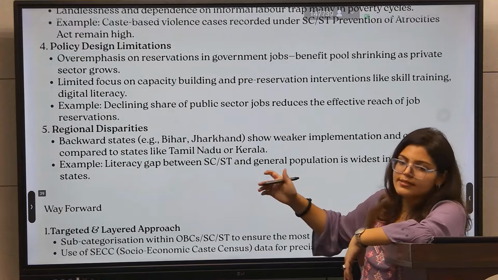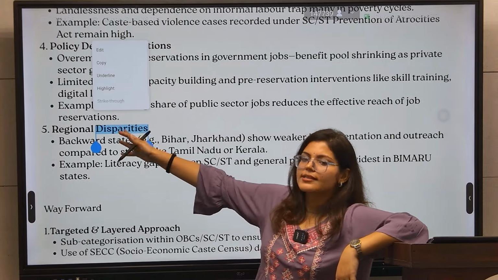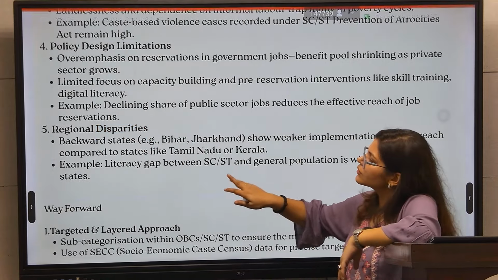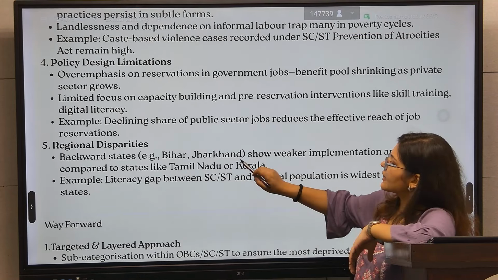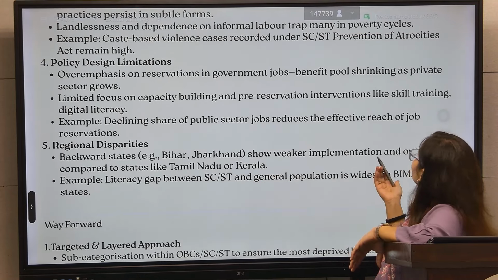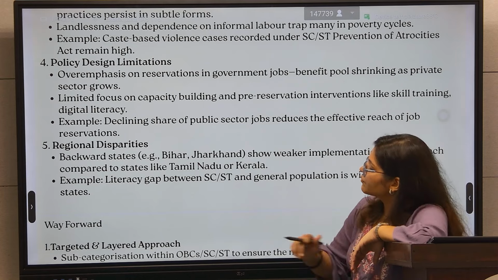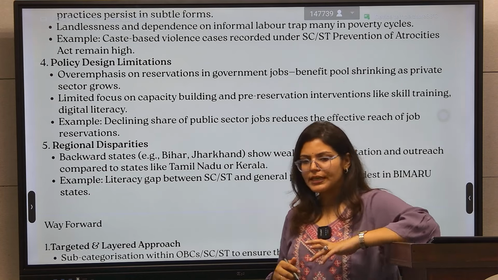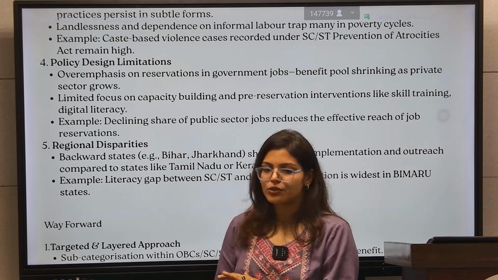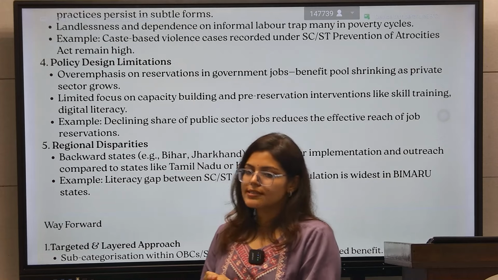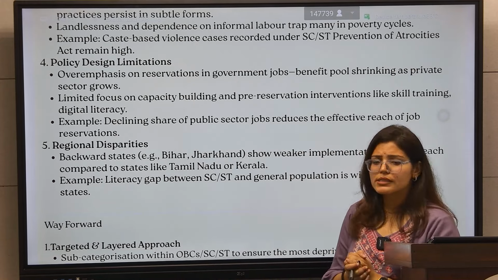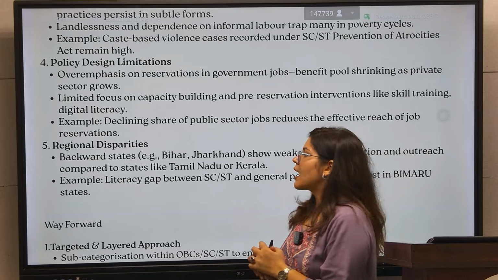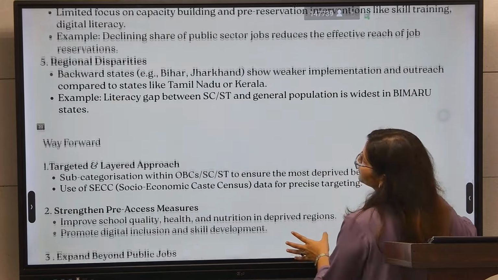And there exists, see, this is a previous question, a regional disparity. One of the reasons is regional disparity: backward states like Jharkhand and Bihar show weaker implementation, whereas in Tamil Nadu and Kerala the implementation of policies is very good. So this is also due to regional disparity that the full benefit of the government policies and constitutional provisions is not fulfilled.